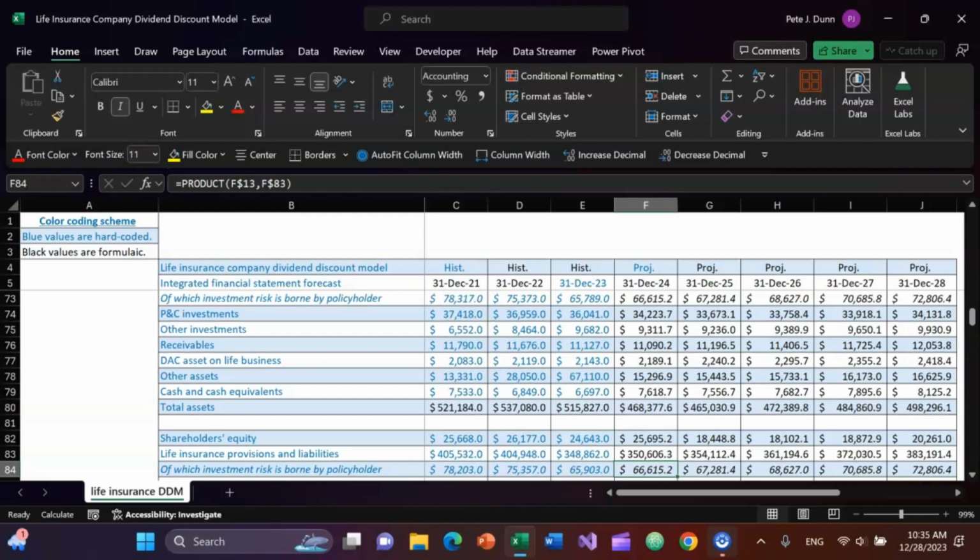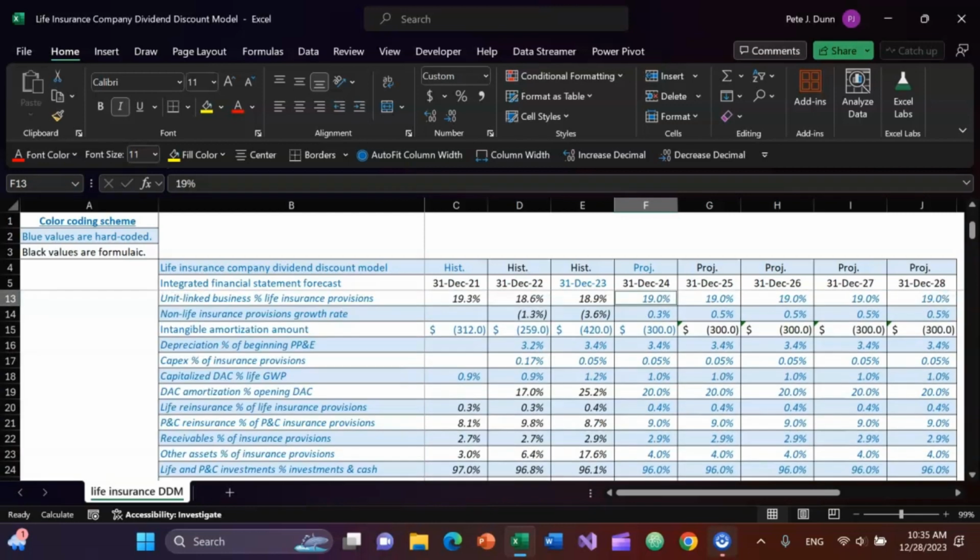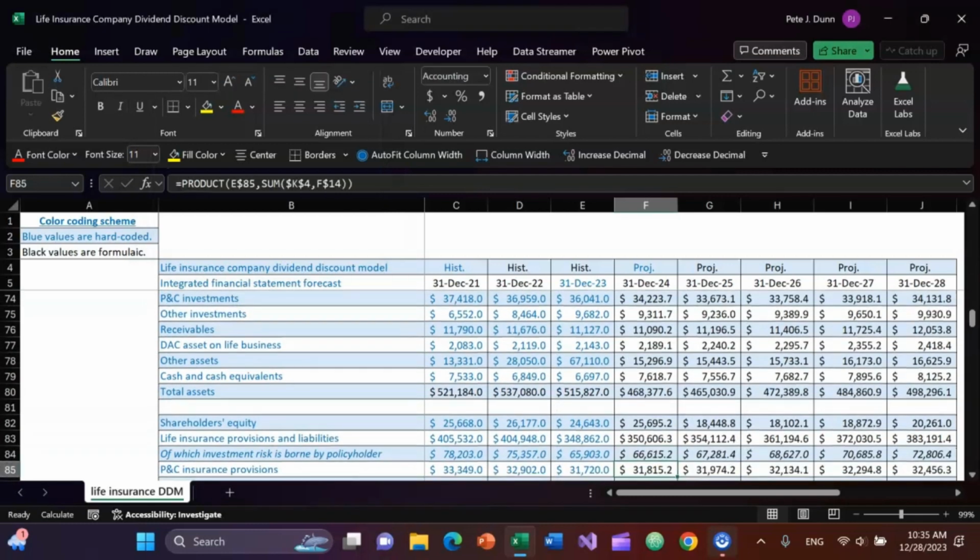How much of those are borne by the policyholder? You just take row 83, multiply it by our assumption in row F as in Foxtrot 13, which is the unit link business as a percentage of total life insurance provisions. Remember, that's 19%. F5 enter to get back.